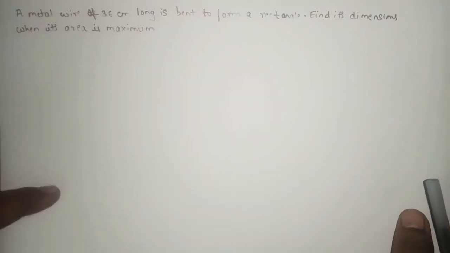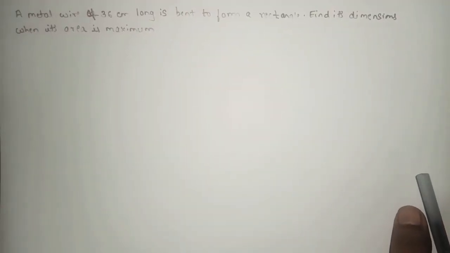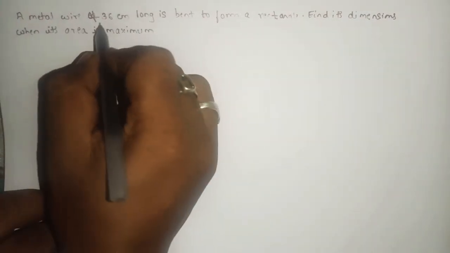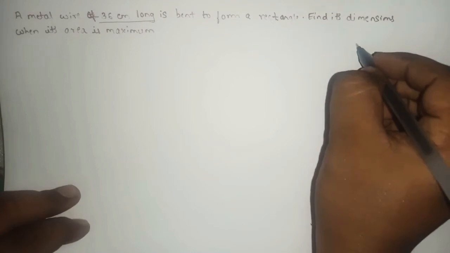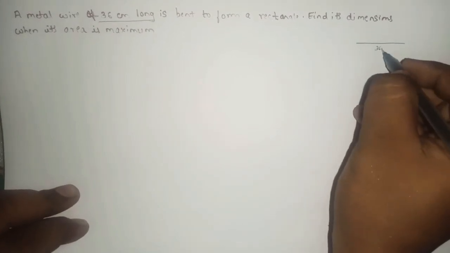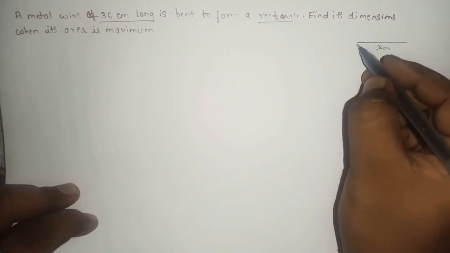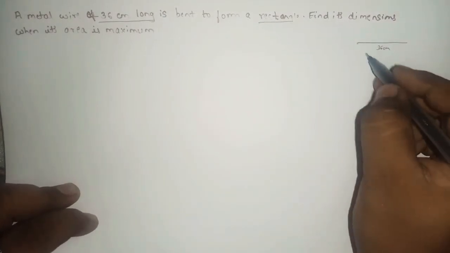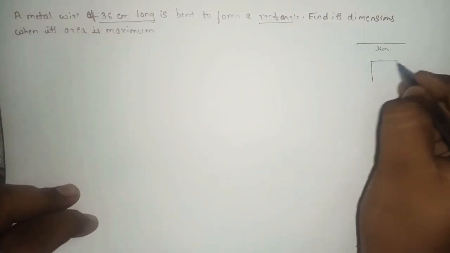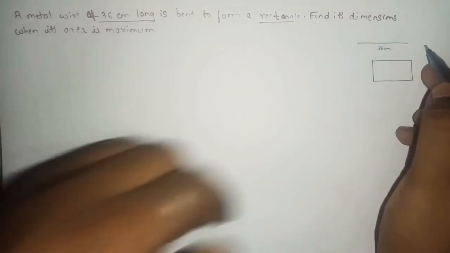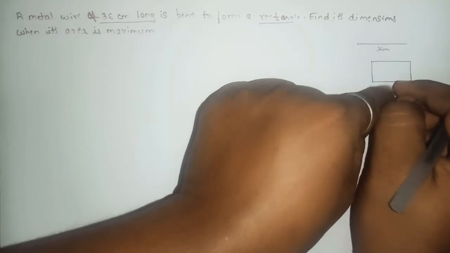So let's move on to the second sum. In the second sum it says that a metal wire of 36 centimeter long is bent to form a rectangle. So we have a 36 centimeter long wire, and it's bent to form a rectangle.